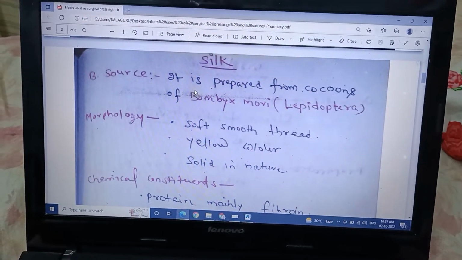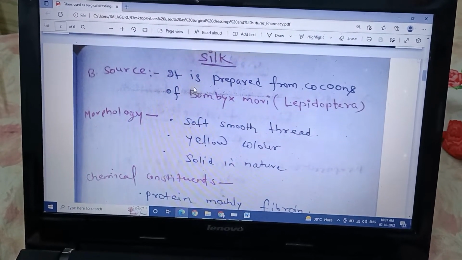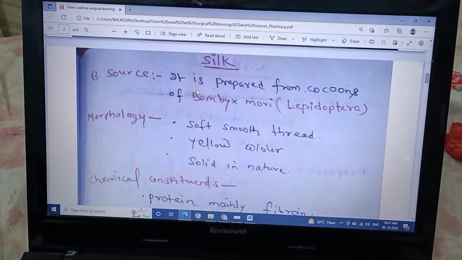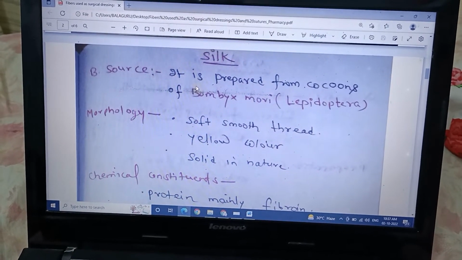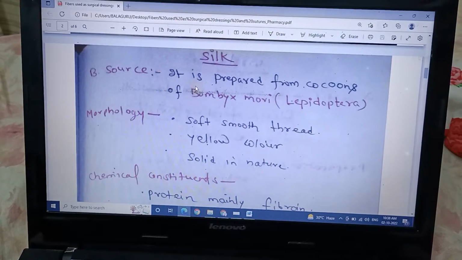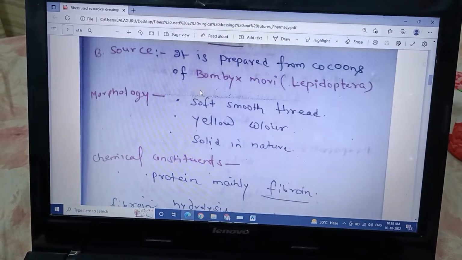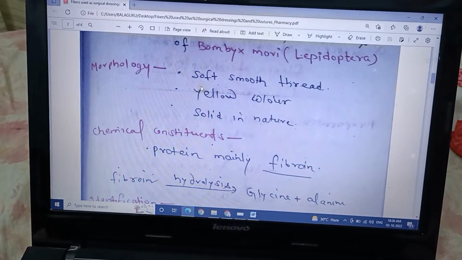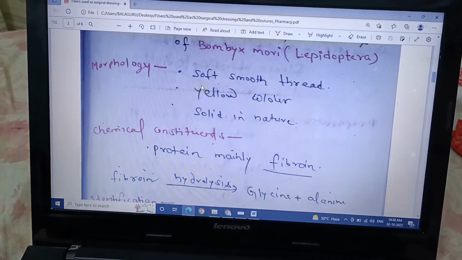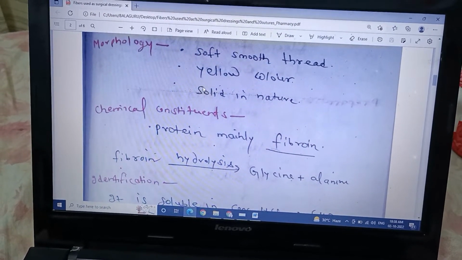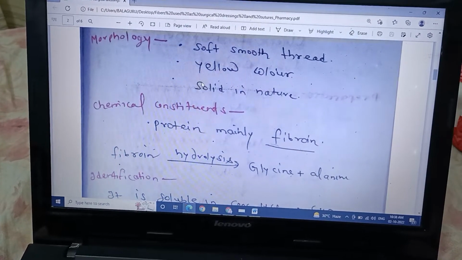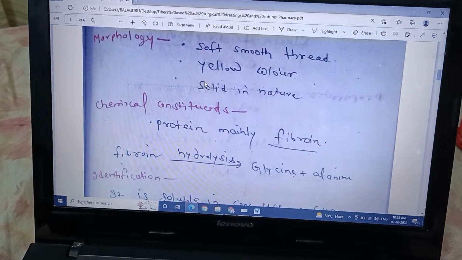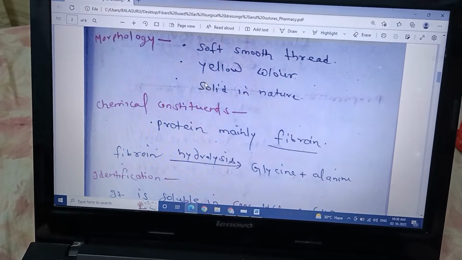Okay, so this is silk. The biological source of silk is prepared from the cocoons of Bombyx mori, the silkworm, of the order Lepidoptera. Morphology: soft, smooth thread, yellow color, solid in nature. The chemical constituent of silk is a protein, mainly fibroin protein. When fibroin undergoes hydrolysis, the products are glycine and alanine.